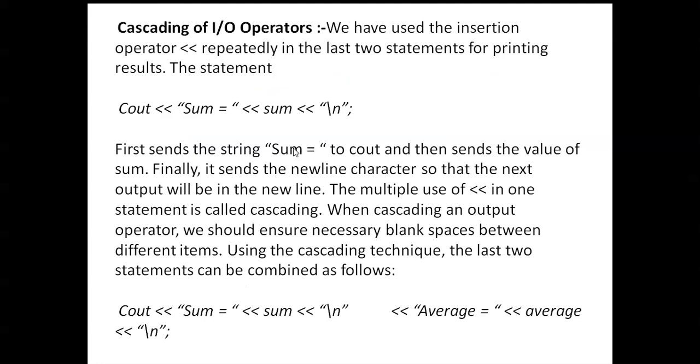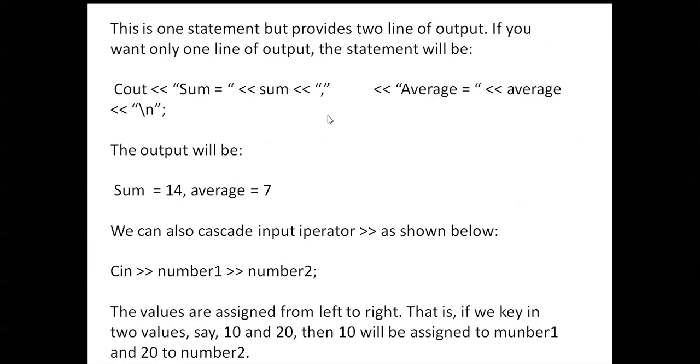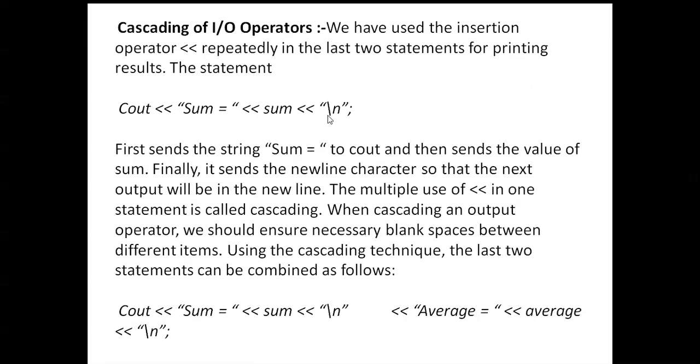Next here, cascading I/O operators. We have used the insertion operator repeatedly in the last two statements for printing results. In the above program, the last two statements use it. Which operator? Insertion operator, repeatedly. See, cout << "sum is equal to" << sum. Here backslash n means new line. That command shows the new line.